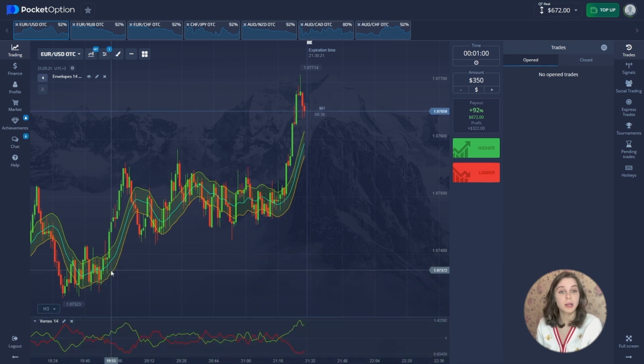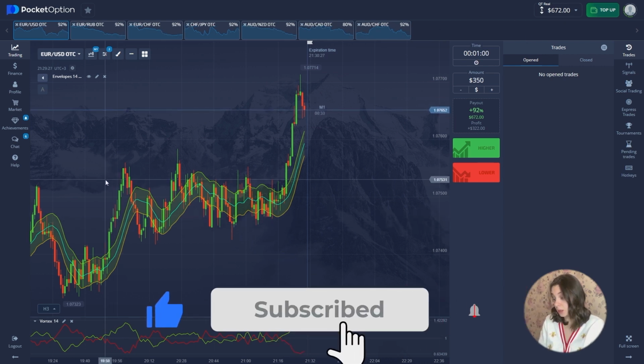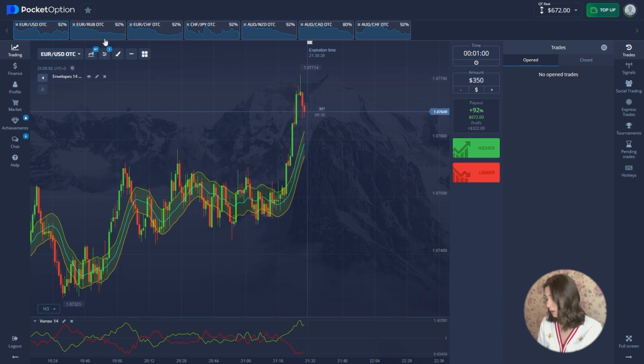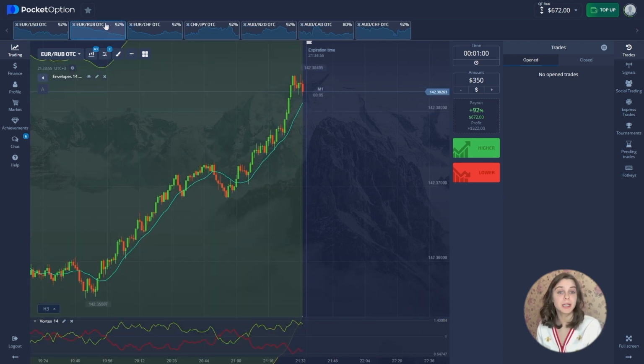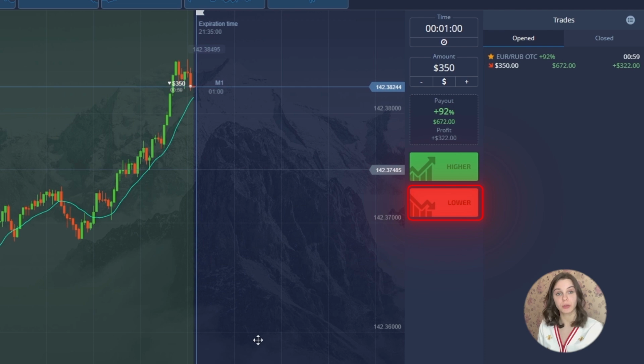In the lower left corner you can see the total profit, and I will immediately name the total amount, that is now $672, and we will immediately switch to the next currency pair. Let's open a short trade here and start the general analysis.